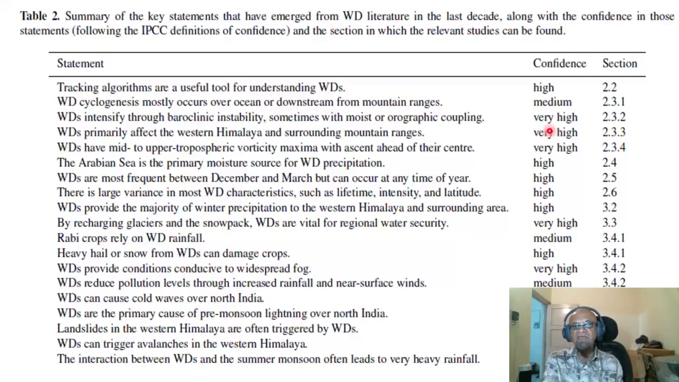Interaction, let's see some very high ones. WDs intensify through baroclinic instability, very high. WDs primarily affect western Himalaya. WDs have mid to upper tropospheric vorticity maxima, very high. By recharging glaciers and the snowpack, WDs are vital, very high. WDs provide conditions conducive to widespread fog, very high.